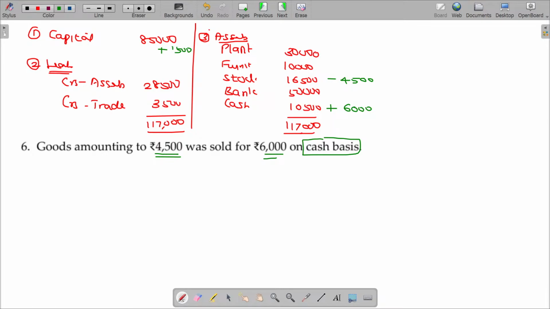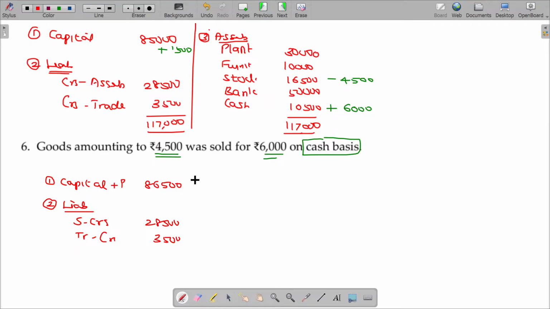Clear? That's all. The new capital being 85,000 plus 1,500, 86,500. This capital is inclusive of profit. And the second one is liabilities. Under that, creditors are usually named as sundry creditors, and creditors due to the trading activities are named as trade creditors. I am going to use the usual terms used in our accounts. So this will be 28,500 and this will be 3,500.